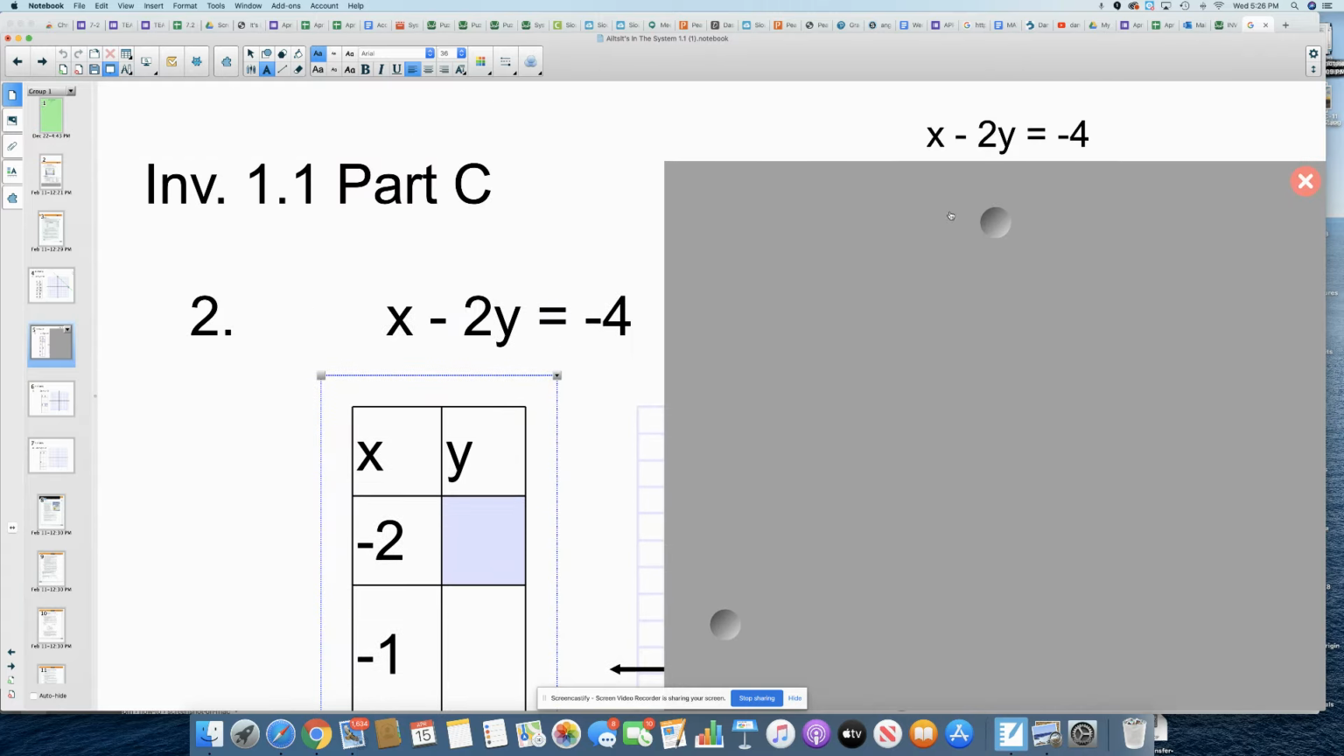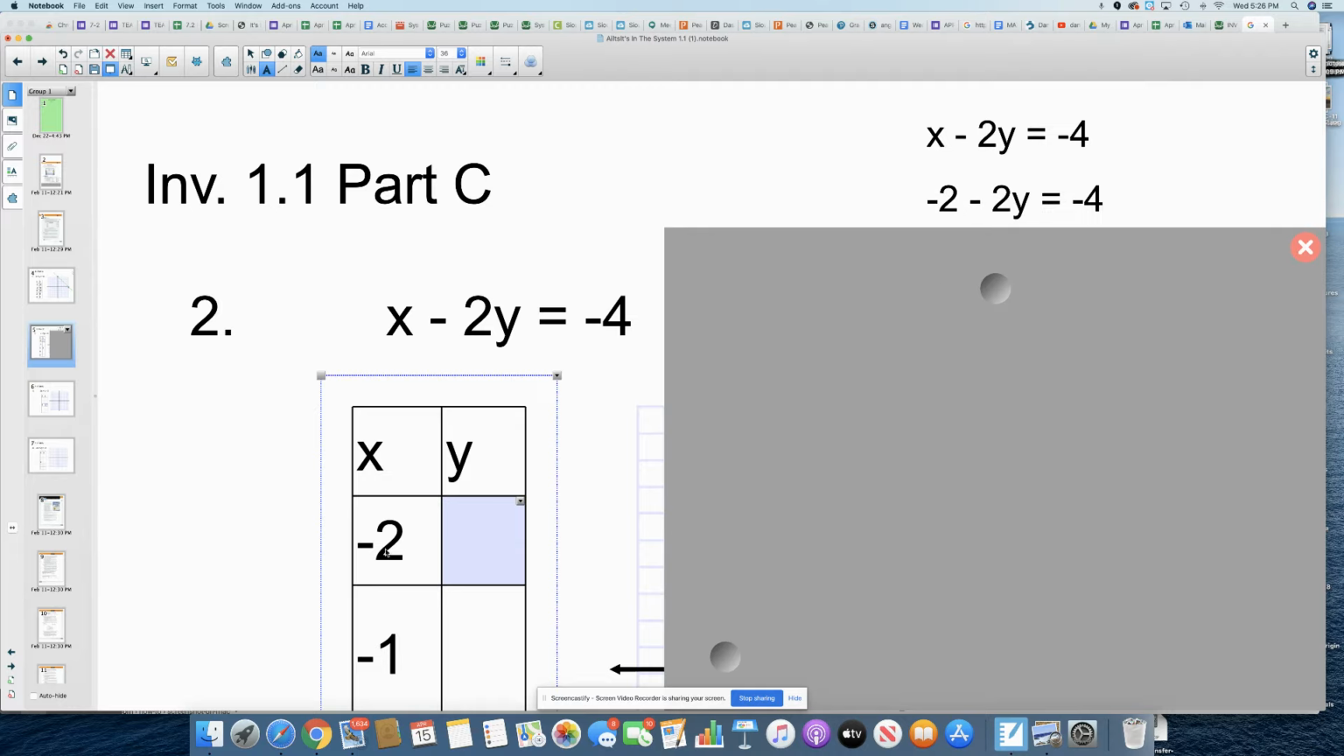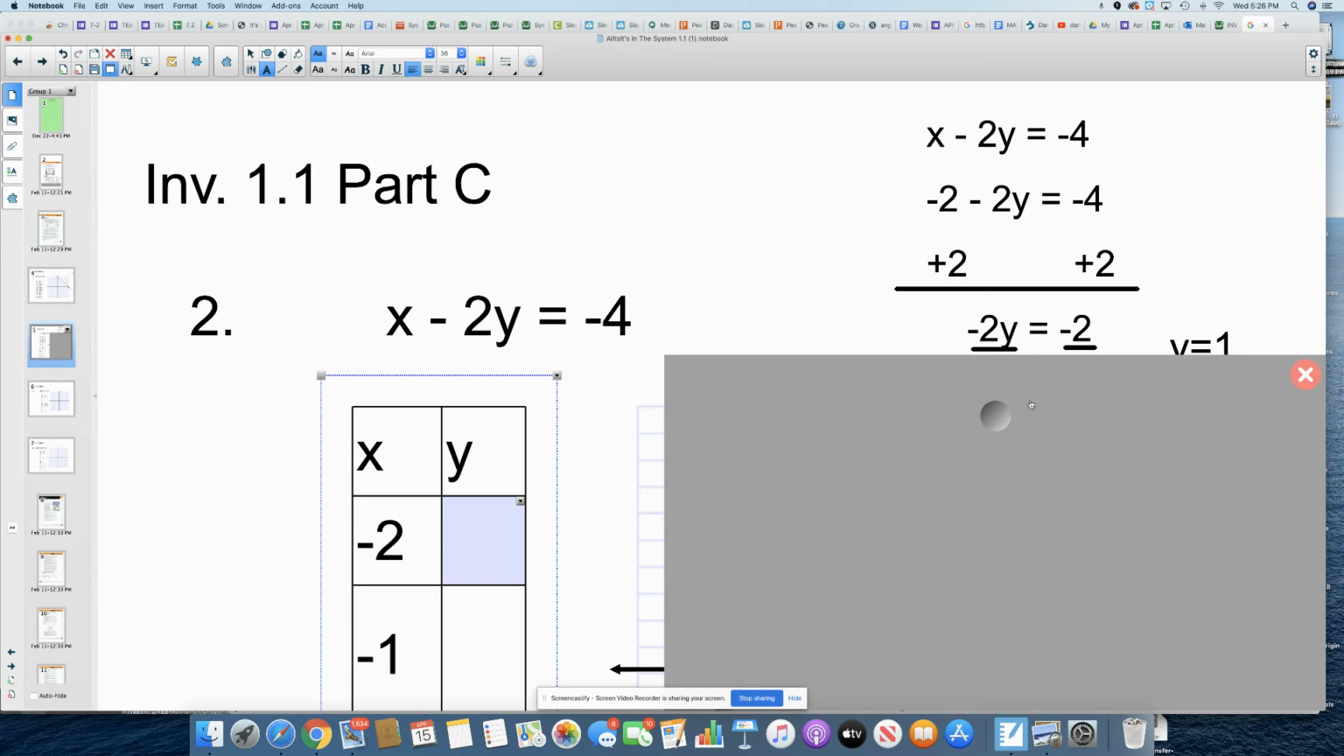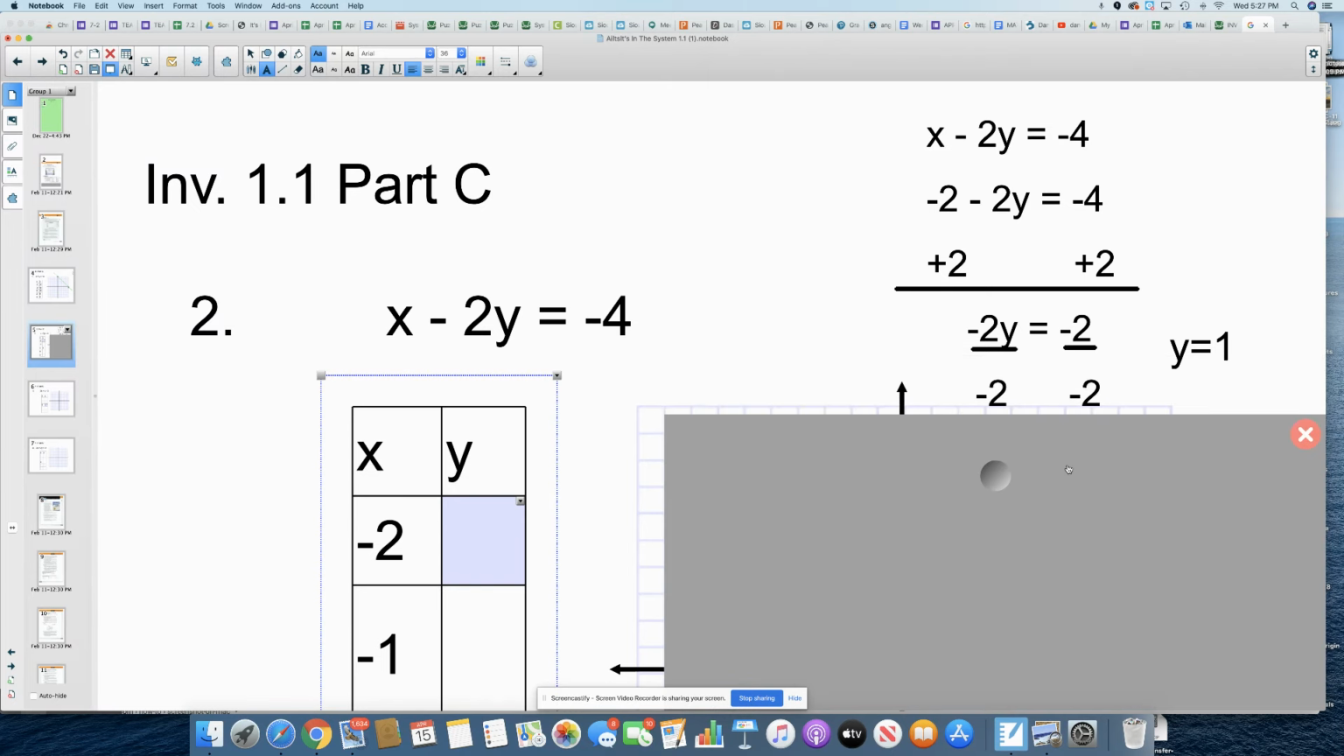So x minus 2y equals negative 4, and we're going to substitute in negative 2 for x. So here's our new equation. Negative 2 minus 2y equals negative 4. So the first thing we want to do is get rid of this negative 2. What should we do? Nice work. That's right, we're going to add 2 to both sides because these are additive inverses and we get 0. So what are we going to end up with? You're right again, negative 2y equals negative 2. Easy peasy, here we go. Divide both sides by negative 2 and we get our y value of 1.